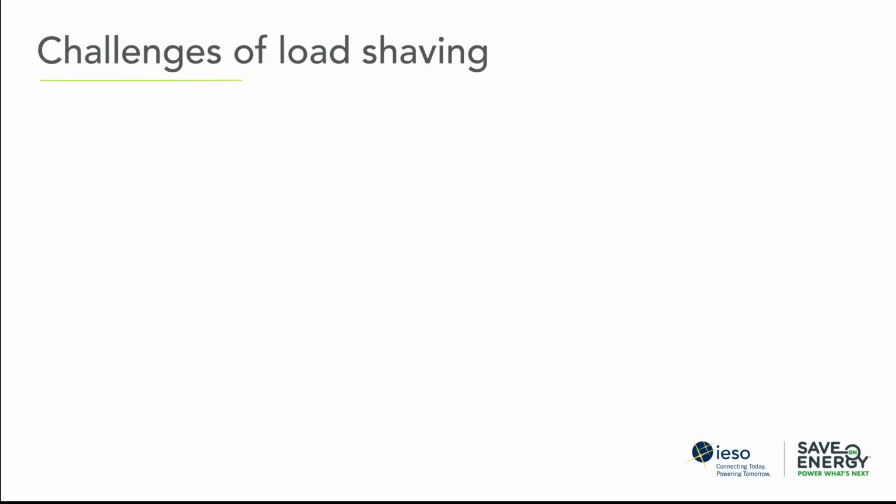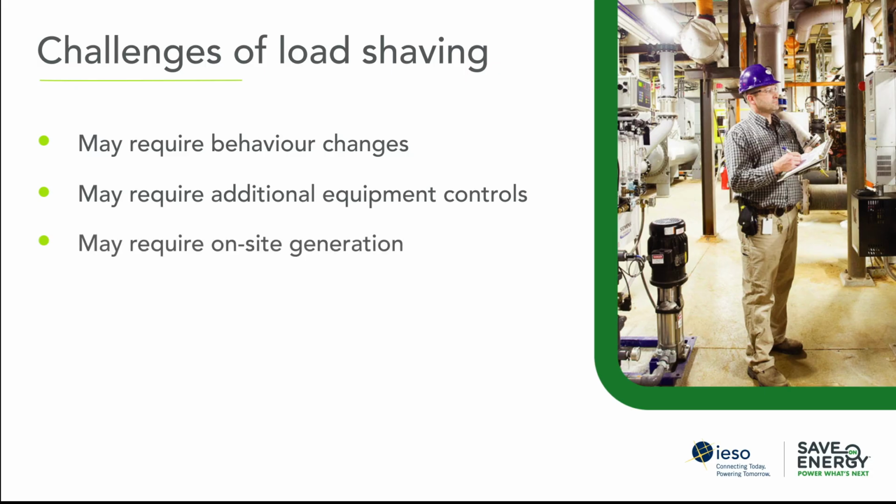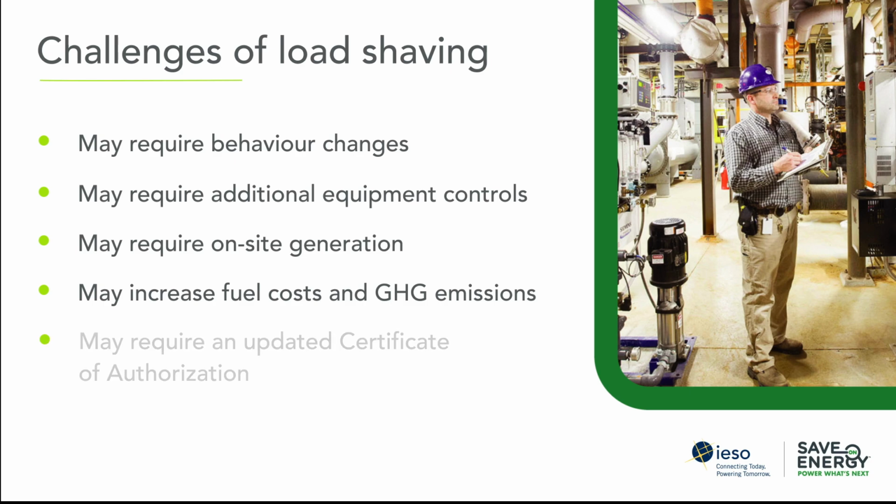Load shaving can be challenging. Implementing load shaving requires behavioral changes by personnel to shut down or avoid using equipment during peak periods. Additional control equipment may be needed. If on-site generation is used, fuel costs and greenhouse gas emissions may increase. You may need to check your certificate of authorization to make sure this use of a generator is allowed.